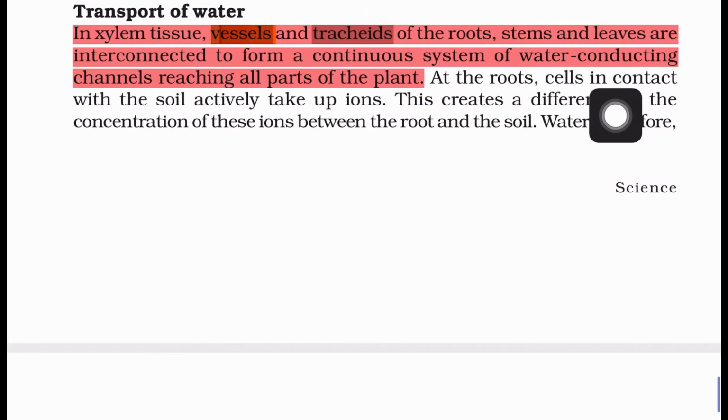At the roots, cells in contact with the soil actively take up ions. So the roots which are connected with the soil take up ions. Ions means the minerals in the form of ions. This creates a difference in the concentration of these ions between the roots and the soil. When the roots take up ions continuously, there will be a difference in the concentration of ions in the roots as well as in the soil.